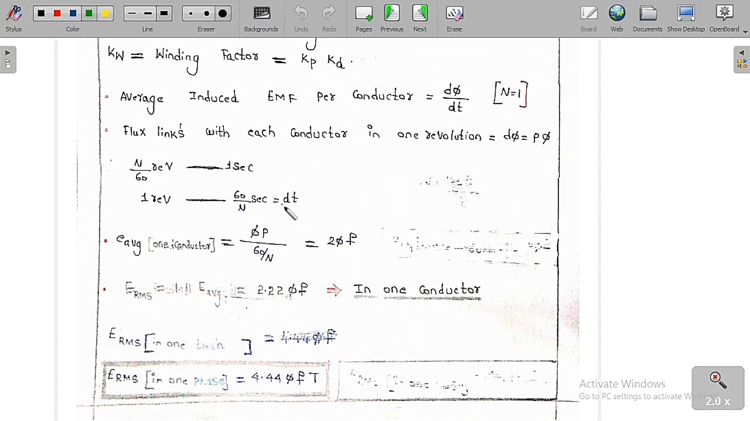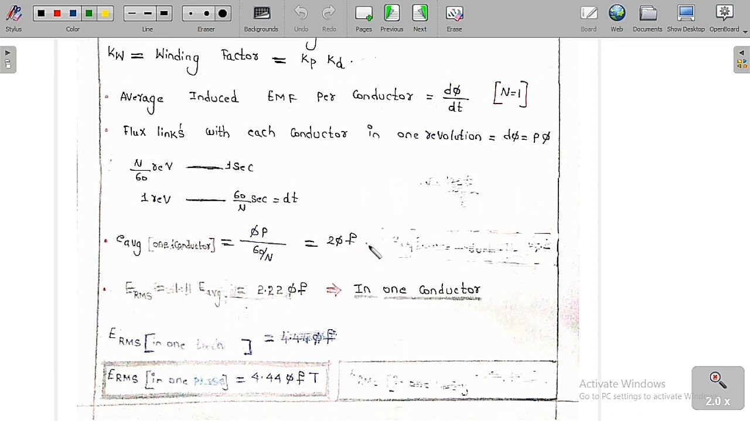For one revolution we need 60/N seconds. So the average EMF induced in one conductor is equal to the flux cut, which is pΦ, divided by the total time, which is 60/N. If you simplify this, since N is equal to 120f/P, we get 2 into Φ into f.